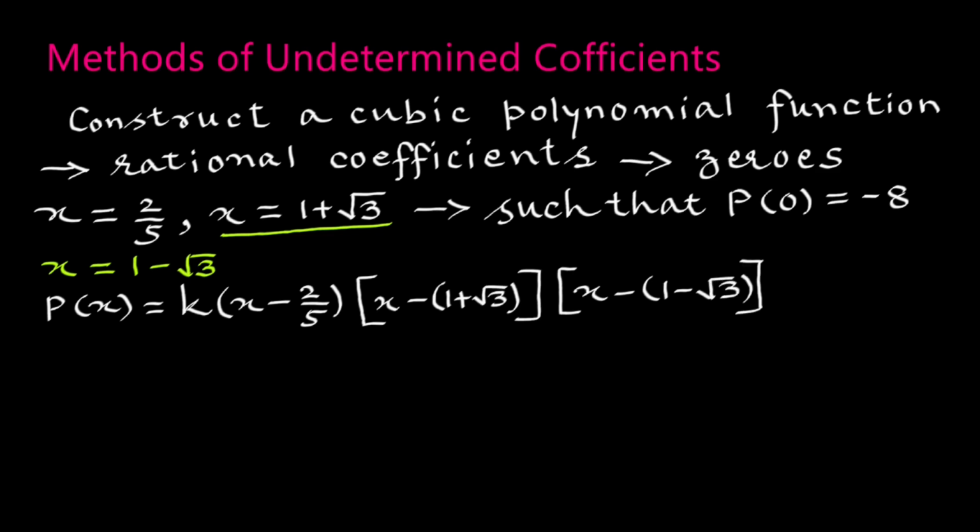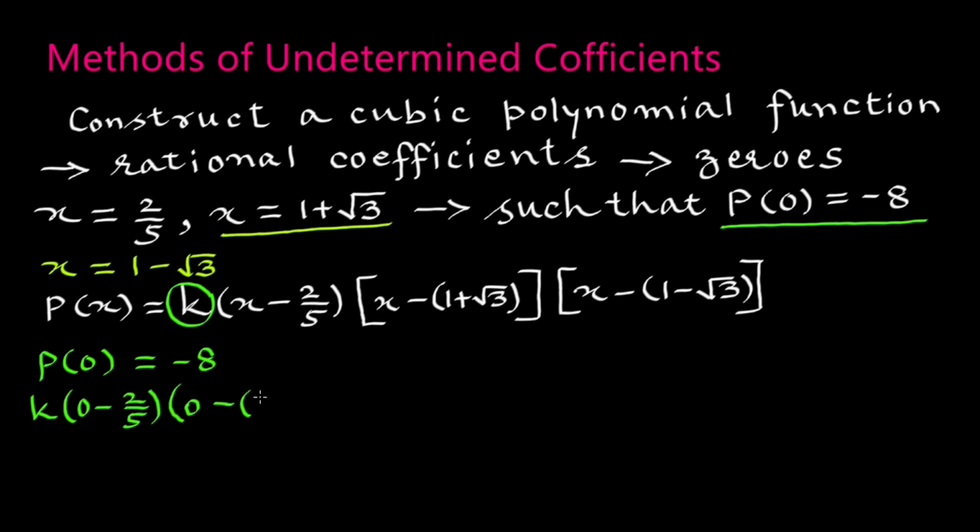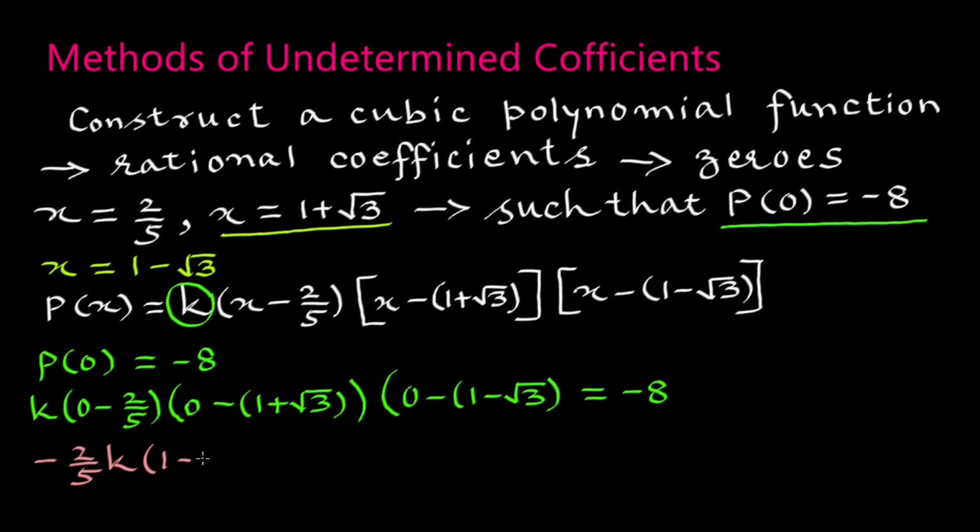For finding the value of k, we will use this fact that p(0) is minus 8. So p(0) equals minus 8 gives us k into (0 minus 2 upon 5) into (0 minus 1 plus root 3) into (0 minus 1 minus root 3) equals minus 8. So this will be minus 2 upon 5 k into (1 minus 3) equals minus 8. So 4k will be minus 40, k equals minus 10.